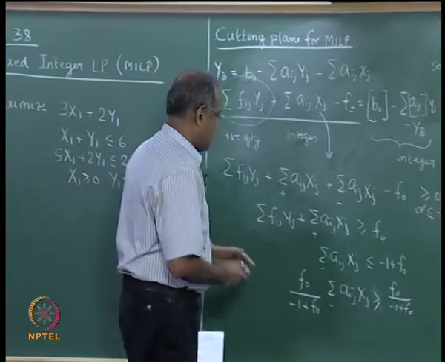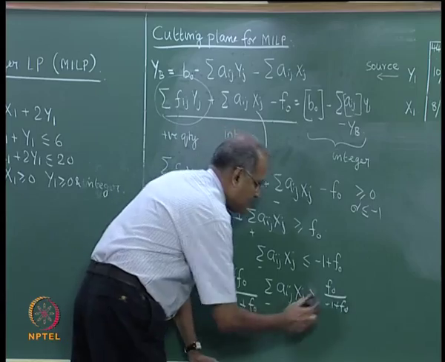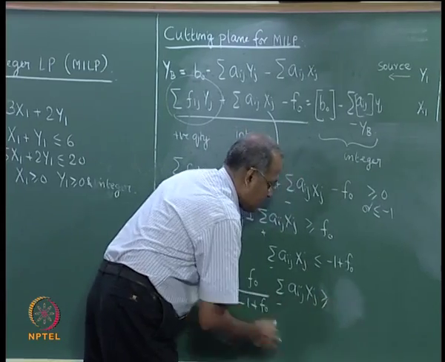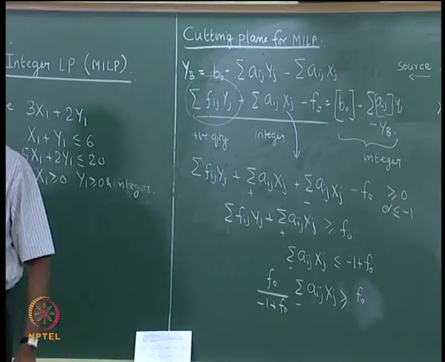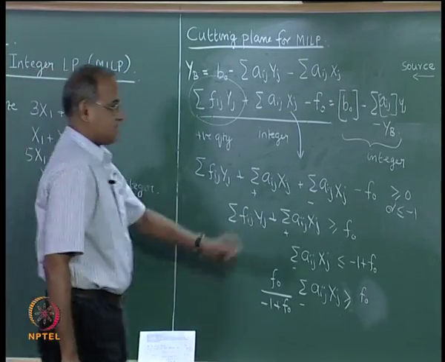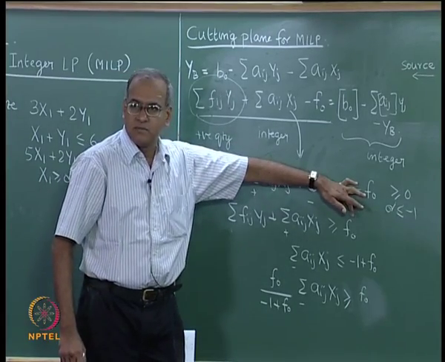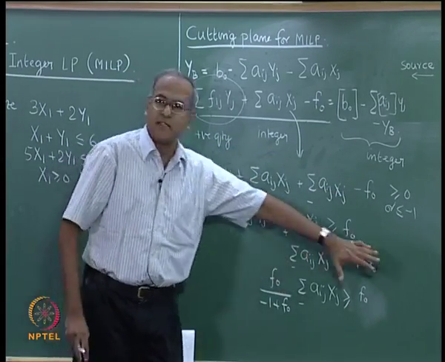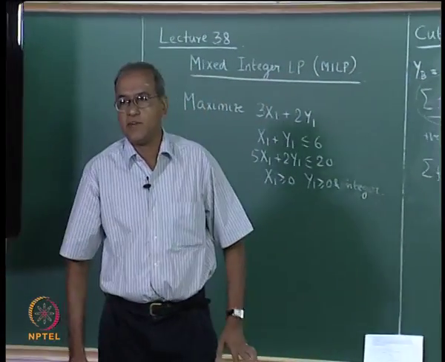Now, I combine these two. Now, this quantity is greater than or equal to f naught. I am sorry, this has to be rewritten as only f naught, because I am multiplying by f naught by minus 1 plus f naught. So, this has to be written as this. So, this quantity is greater than or equal to f naught, this quantity is greater than or equal to f naught, therefore, the sum has to be greater than or equal to f naught.